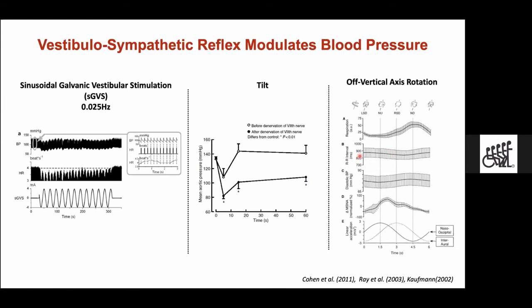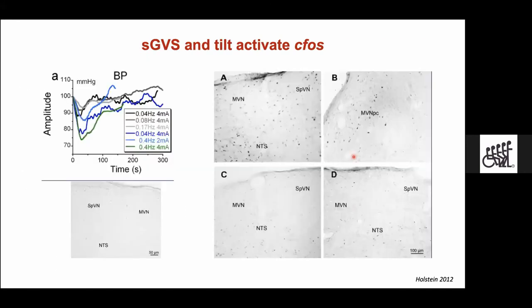And then in human subjects, sympathetic tone, for example, has been shown as you do what's known as off vertical axis rotation, where you end up stimulating part of the vestibular system. So again, we know that the vestibular system does play a direct role in controlling heart rate, blood pressure, and sympathetic nerve tone. The same thing from the electrical stimulation. Again, you can see these are different current levels that Gay and her colleagues used to evoke a reduction in the blood pressure.